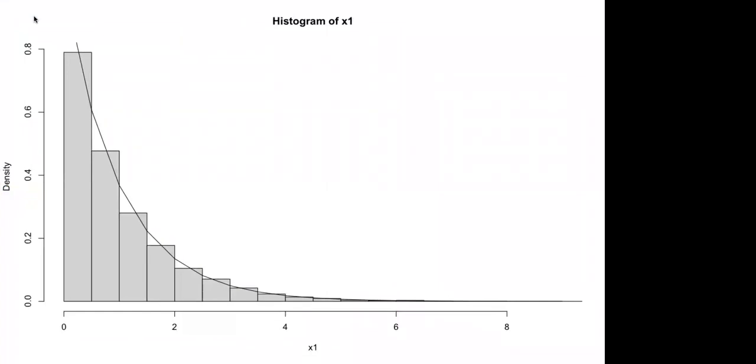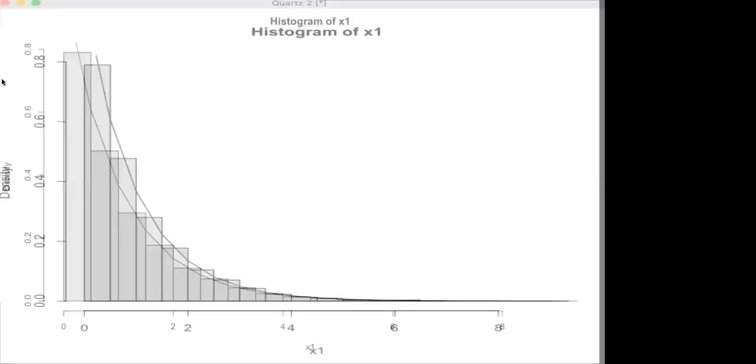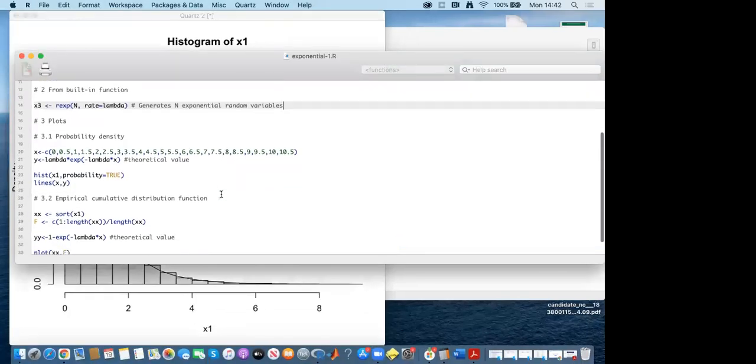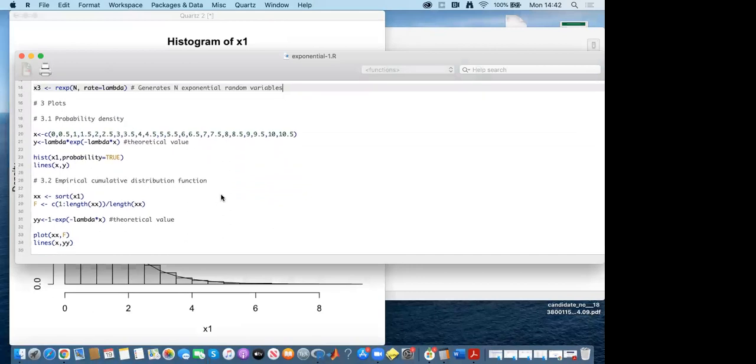Now, the histogram of the values that we have computed with our Monte Carlo simulation is a bar histogram, and the theoretical function, which is this solid line here, superimposes on the histogram. And then you can also plot the empirical cumulative distribution function using these codes here.